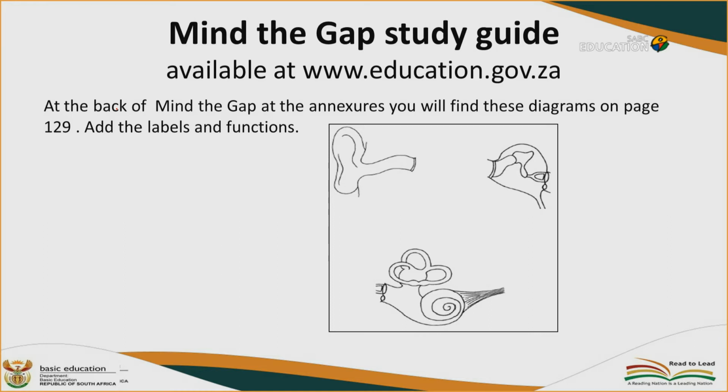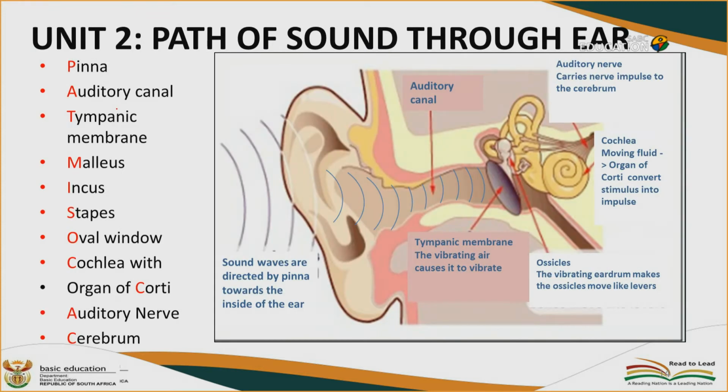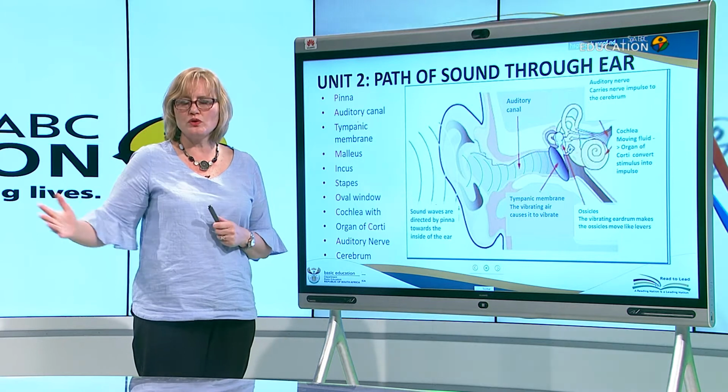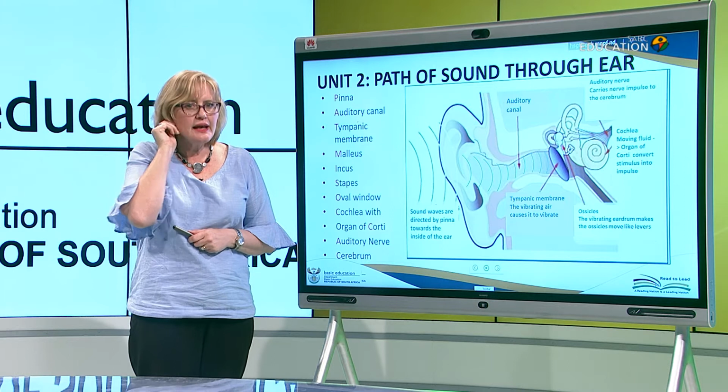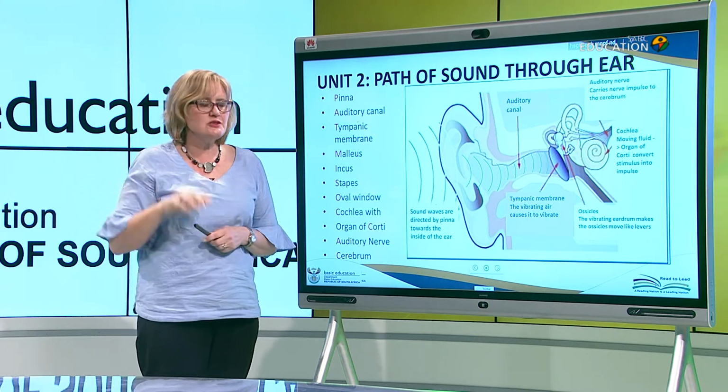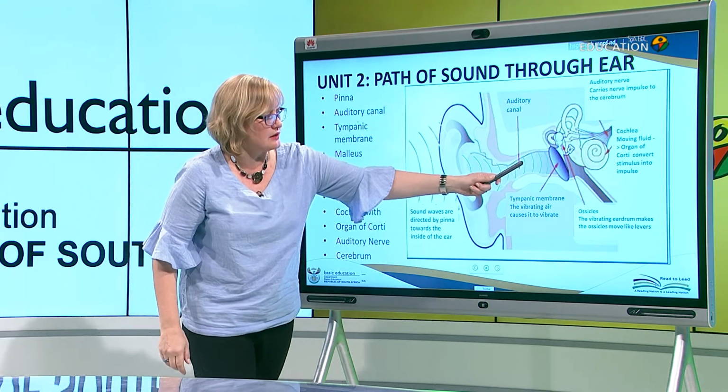Right. So let's go to unit number 2, and that is now how do we hear, the path of sound through the ear. Now, if you look at this diagram, you can see that it starts with sound waves. Sound moves through waves, through the air, through water, and when it reaches your ear, what does the pinna do? I've already said that. It directs the sound waves into the auditory canal. Right, there it is.